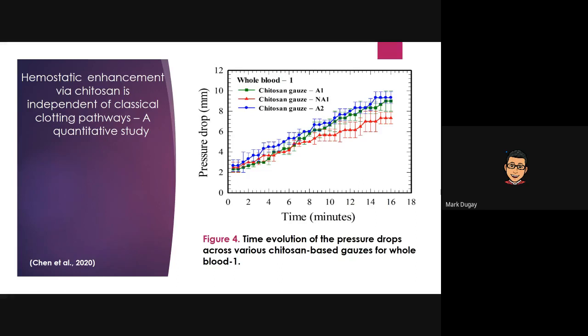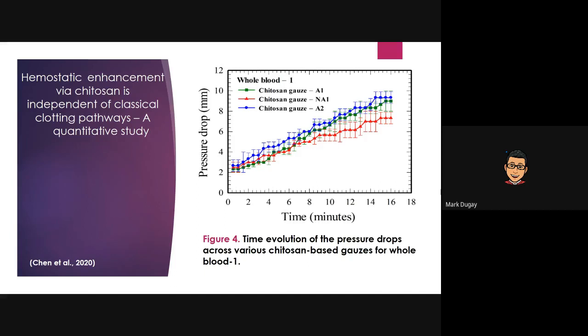Figure 4 is the time evolution of the pressure drops across various Kitosan-based gauzes for whole blood 1. Both A1 and A2 were acidified while Na1 was not. The base weight of the A2 gauze is larger than that of the A1 gauze and even the Na1 gauze, which is shown in Table 1. It shows the results for different Kitosan-based gauzes with different base weights and with or without acidification. Again, acidification refers to immersing the gauze in an acid alcohol.